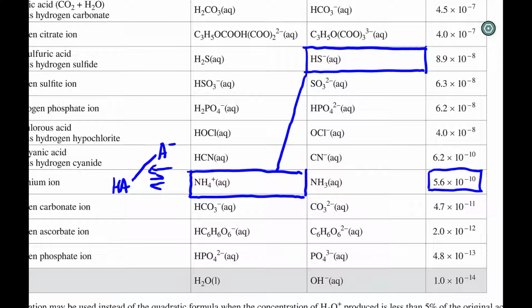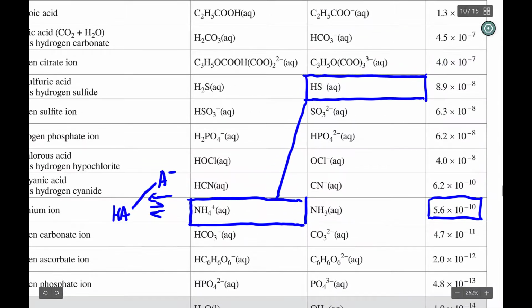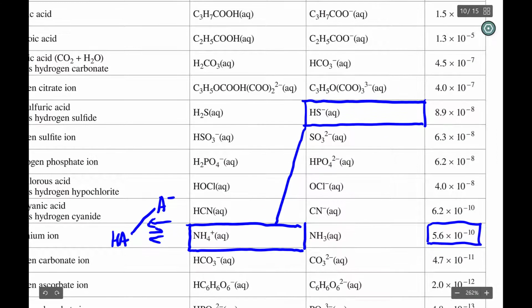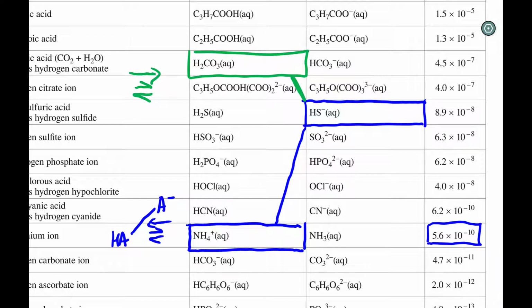Now, this isn't a question that we have in our booklet, but I thought I would just mention the other possibility. So let's imagine we had carbonic acid, and I mix that with HS minus. Because the acid is above the base, this reaction would be in equilibrium, but it would favor the products. H2CO3 is fairly good at giving a proton. HS minus is okay at taking it.